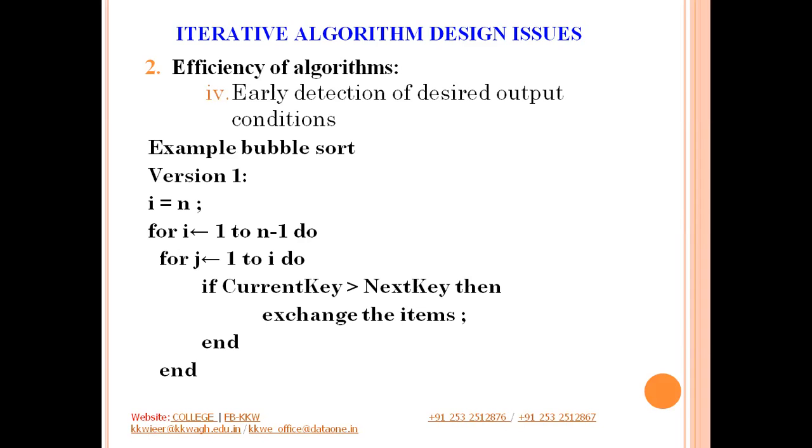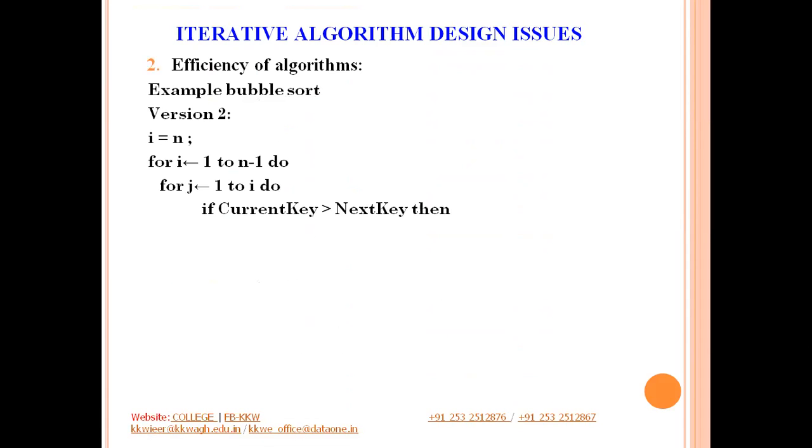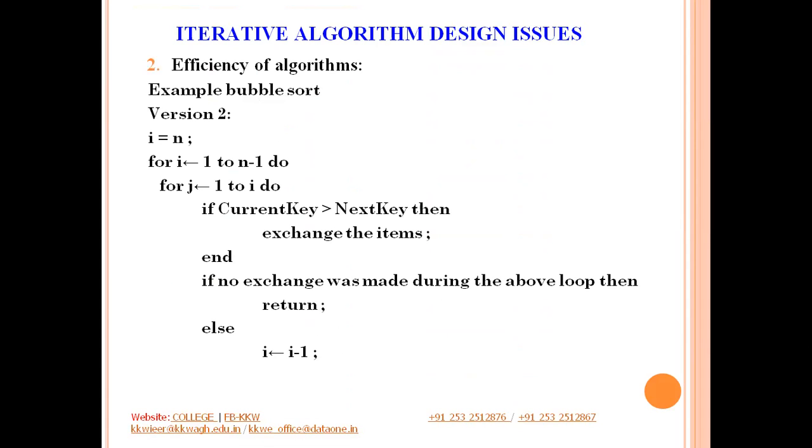So how can we do that? It is very, very simple. We just have to add a single statement inside the algorithm. What is that single statement? Just check. This part remains the same. Now, if you are not making any exchanges here, that indicates what? The list is already sorted, right? So there is no point in repeating the steps if the list is already sorted.